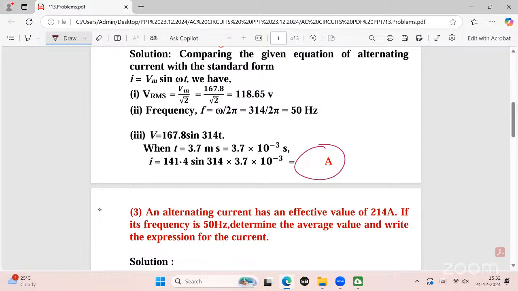Okay, we can check all these notes, so we have completed AC circuits. These are the different kinds of questions we will get from previous question papers. Clear?